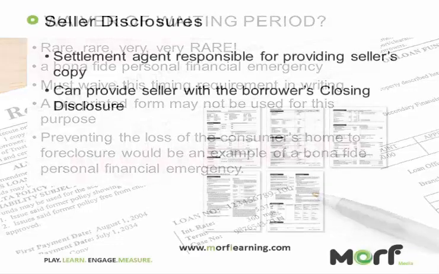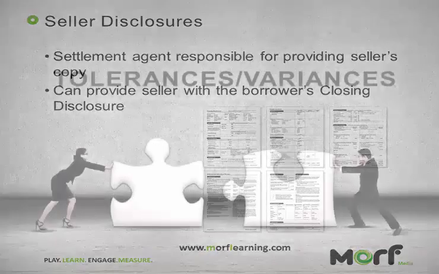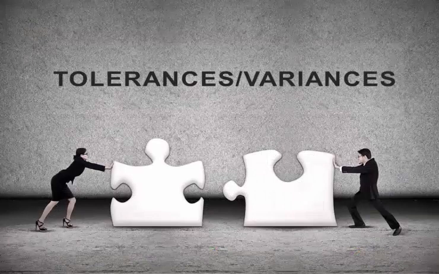So once the closing disclosure has been issued and is complete and accurate, the settlement agent is responsible for providing the seller's copy, and they can meet that requirement by providing a copy of the borrower's closing disclosure. However, if the settlement agent creates a separate seller's transaction closing disclosure, then the settlement agent must also provide a copy of the disclosure to the creditor. So we're going to talk about tolerances, which is now called variances.